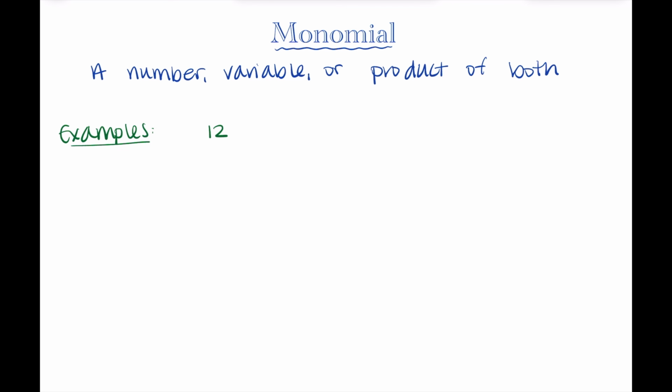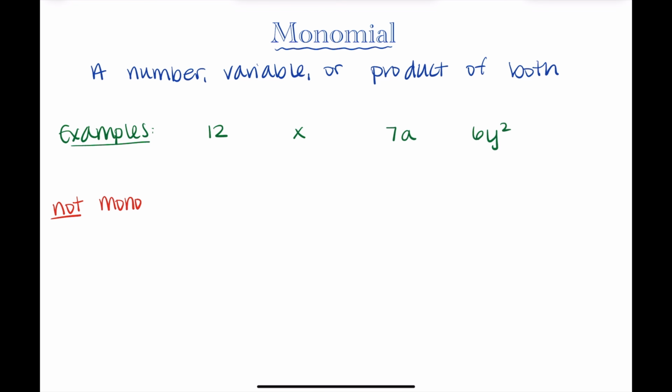So the number 12 would be classified as a monomial. The variable x would be classified as a monomial. 7a, right, the product of a number and a variable, that would be classified as a monomial. And then 6y squared also classifies as a monomial because it's the product of a number and a variable.